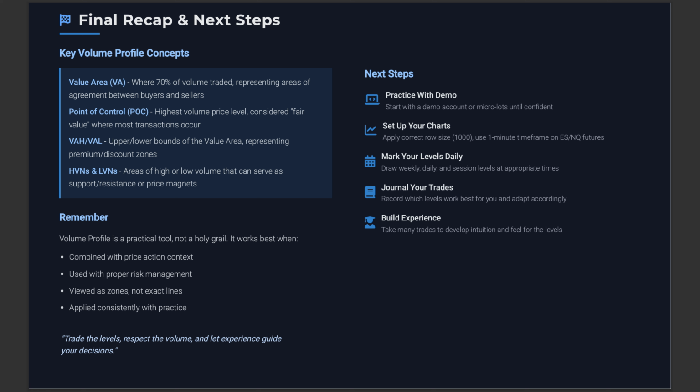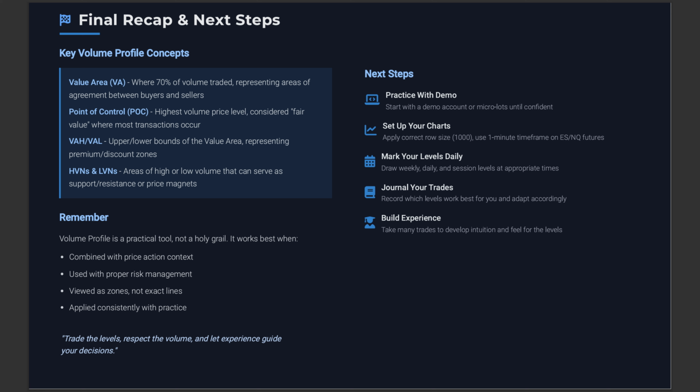You have the technical setup: ES and NQ futures charts, 1-minute time frames, row size 1000, and real-time data. You understand the optimal trading sessions and how to draw previous day, week, and current session levels. Most importantly, you have the 3-factor analysis framework: what previously happened at the level, how aggressive the approach was, and what the candles are telling you at the level.